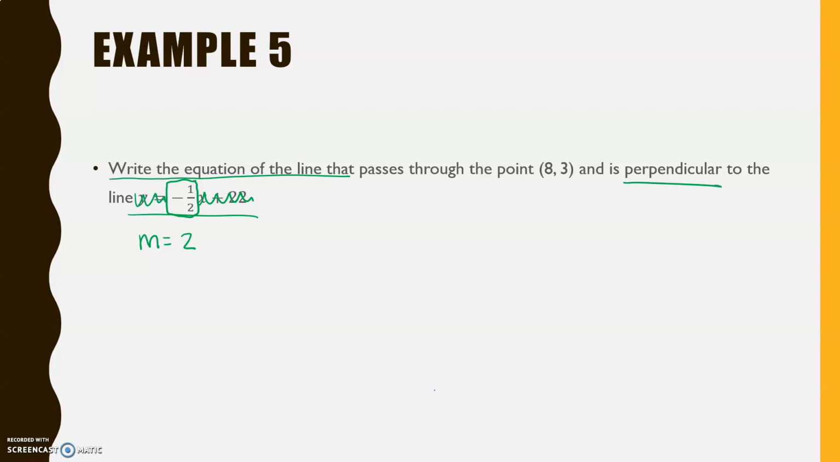Now I know slope, I know a point. I'm going to call this x1 and y1, and I'm going to write the equation. Y minus y1, which is 3, equals our slope times x minus x1, which is 8. And again, it didn't say what form. If you want to change it, you can, but that one requires the least amount of work. If it doesn't specify, you get to pick.